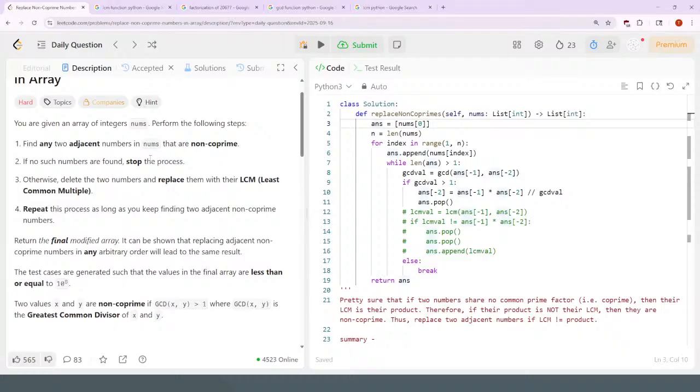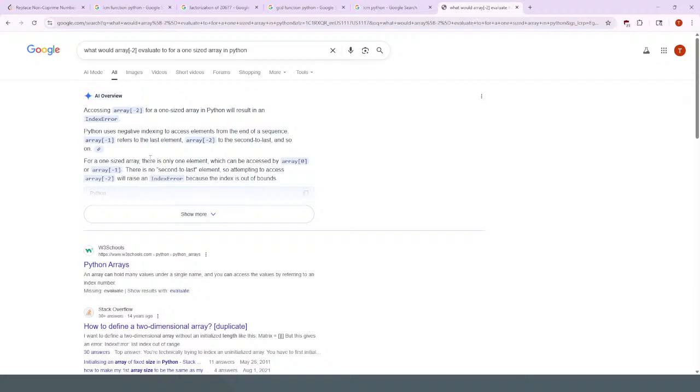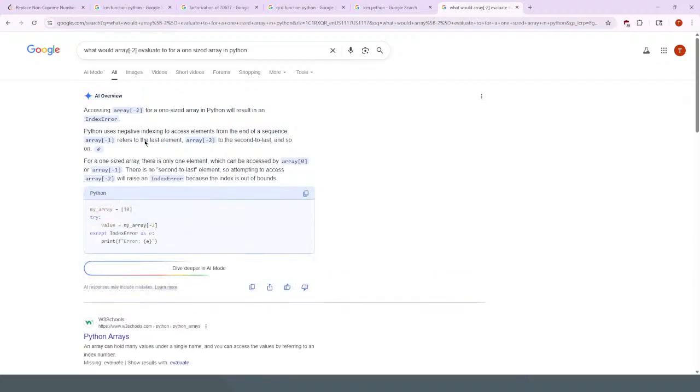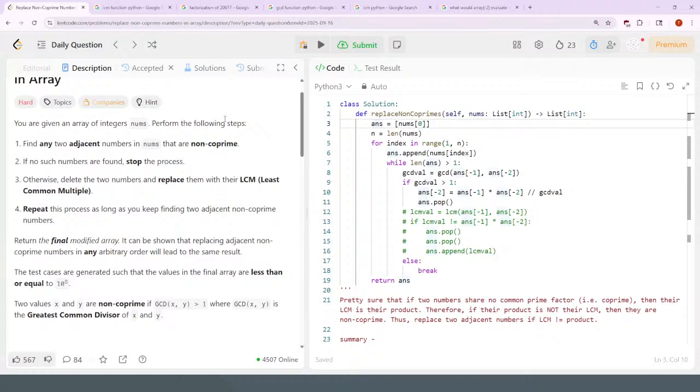I wonder if I can just actually, what would array at -2 evaluate to for a one-sized array in Python? Is it going to go out of bounds? Index error. I was wondering if it just keeps on looping. Like if it's one size, it just goes back to itself twice.